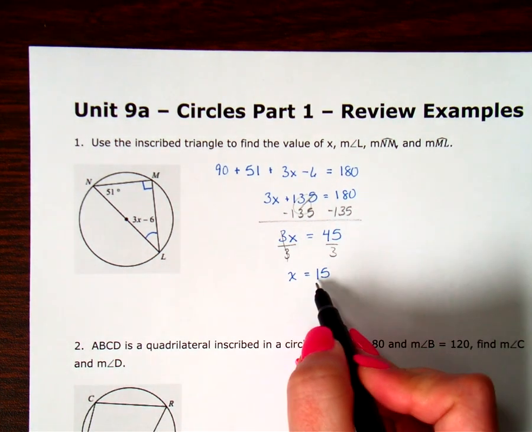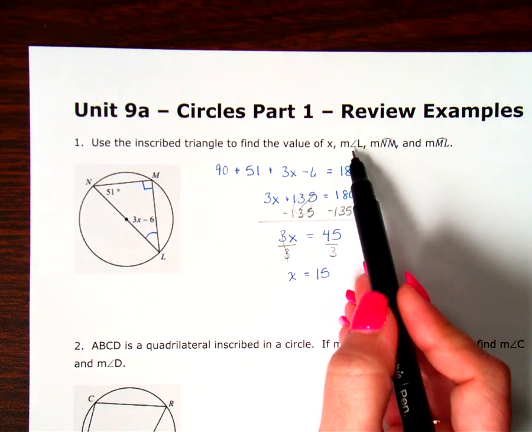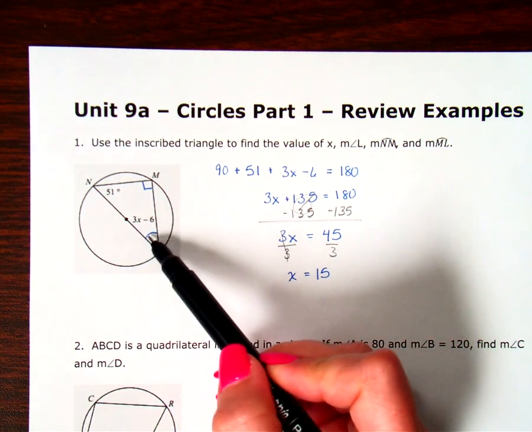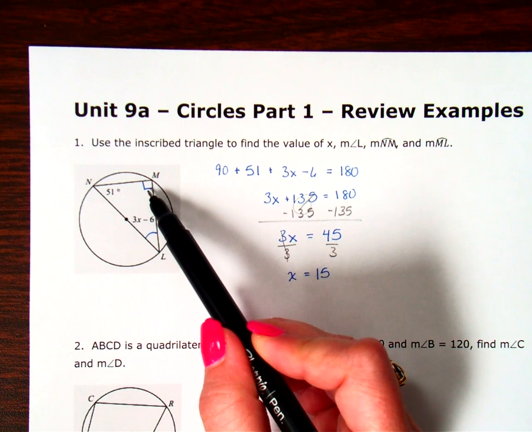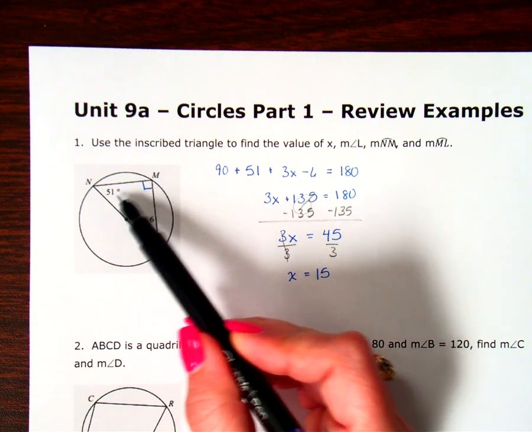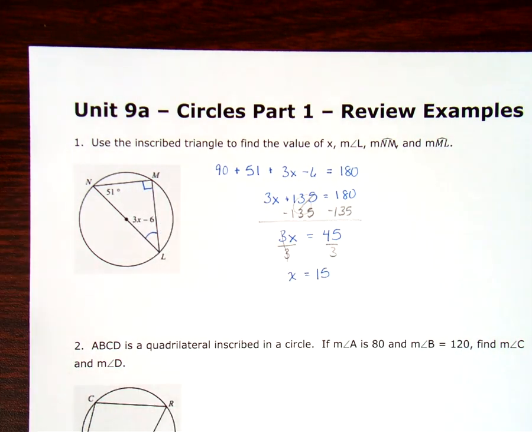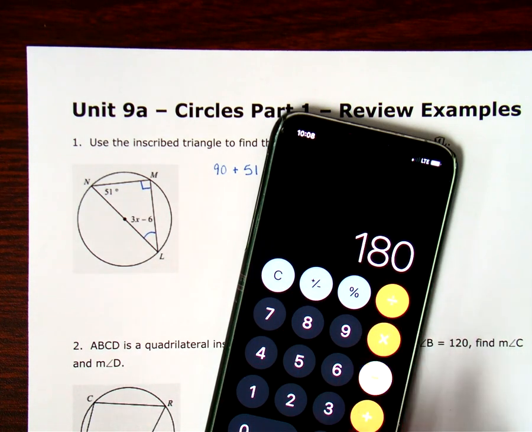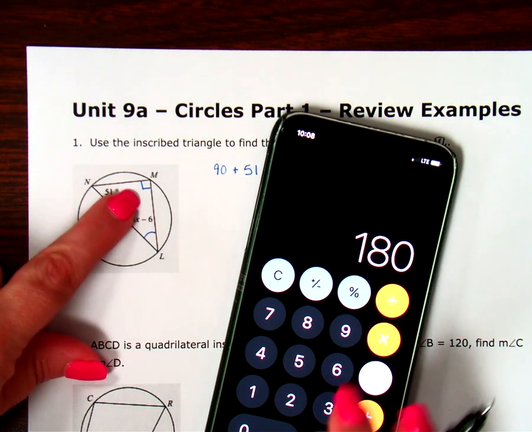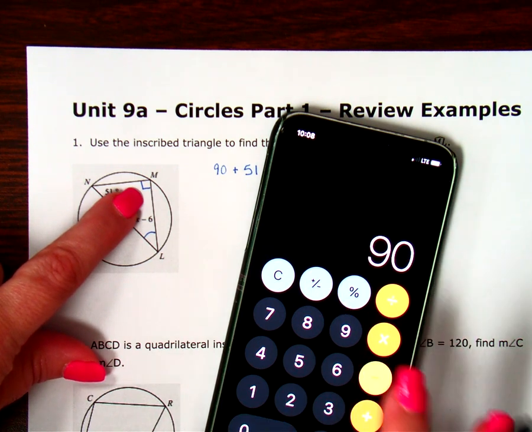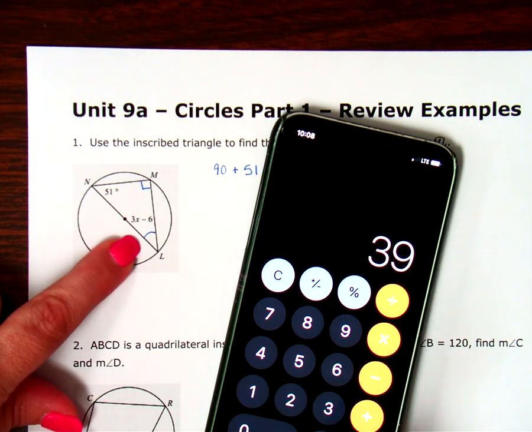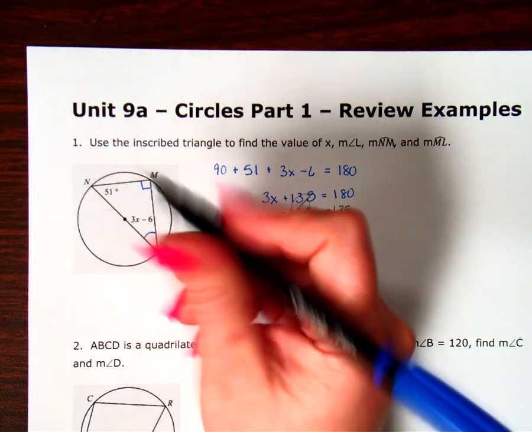Okay, so then if I want to find the measure of angle L, there's another way I could have done it. I could say, well, if this is 51, this is 90, I can take those two away from 180. And if I do that, 180 minus the 90-degree angle minus the 51-degree angle leaves me with 39 degrees. So this angle here has to be 39 degrees.